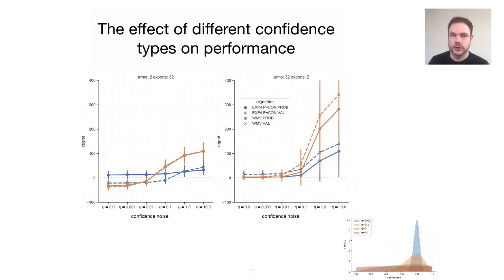Right, so the crucial observation here is that as noise levels increase, the performance of the weighted majority vote degrades more rapidly than the performance of XP4P plus con. So while XP4P plus con benefits slightly less from a perfect confidence estimate, which are unlikely to begin with, it is far less affected by noisy confidence. So this suggests that it should be preferred if we are uncertain about the accuracy of the confidence estimates.